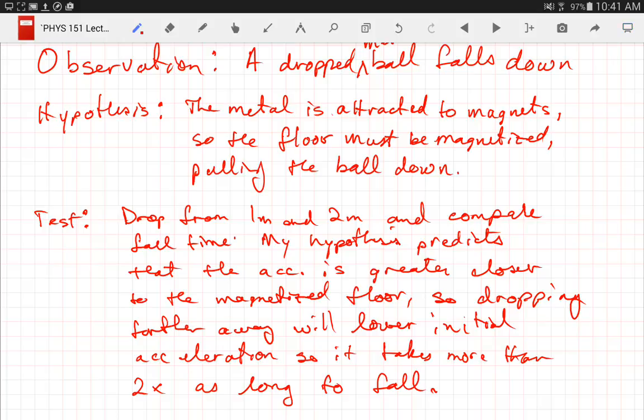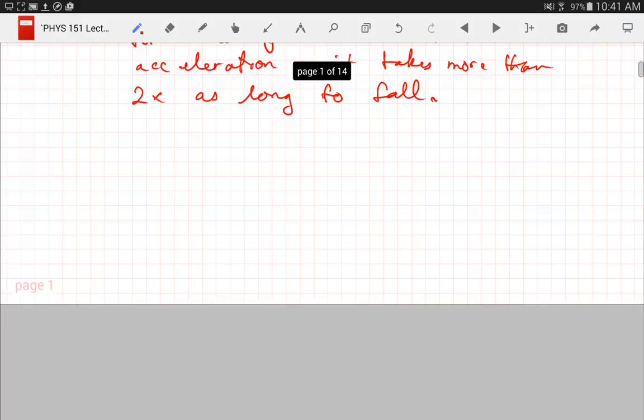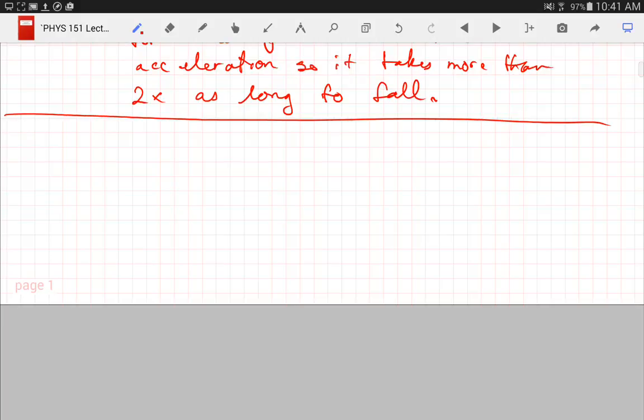Some things you might be curious about now that the experiment is for the most part over. How long did it take for the ball to drop 1 meter? Yeah, about 0.4 seconds. Okay, about 0.4 seconds.